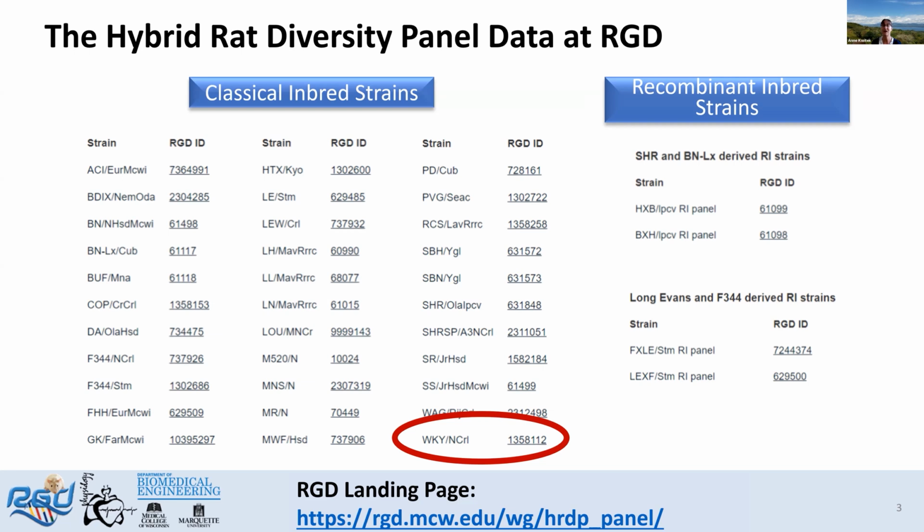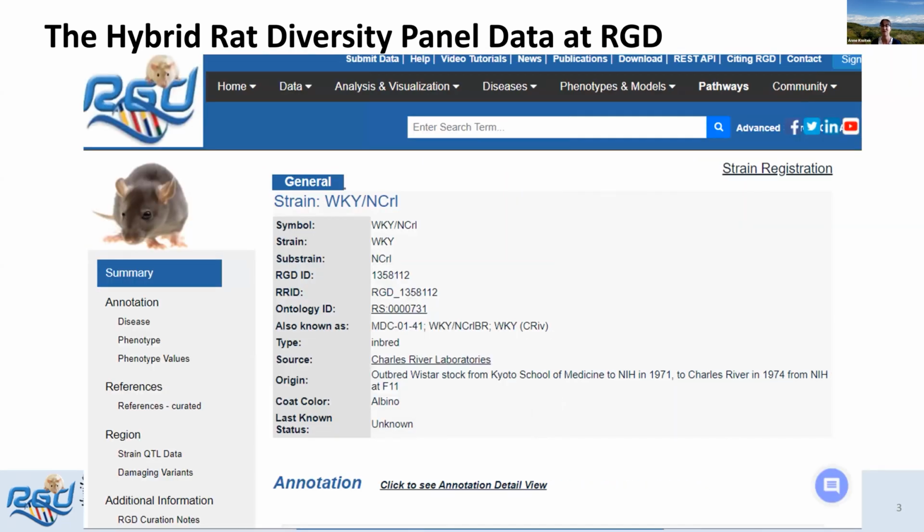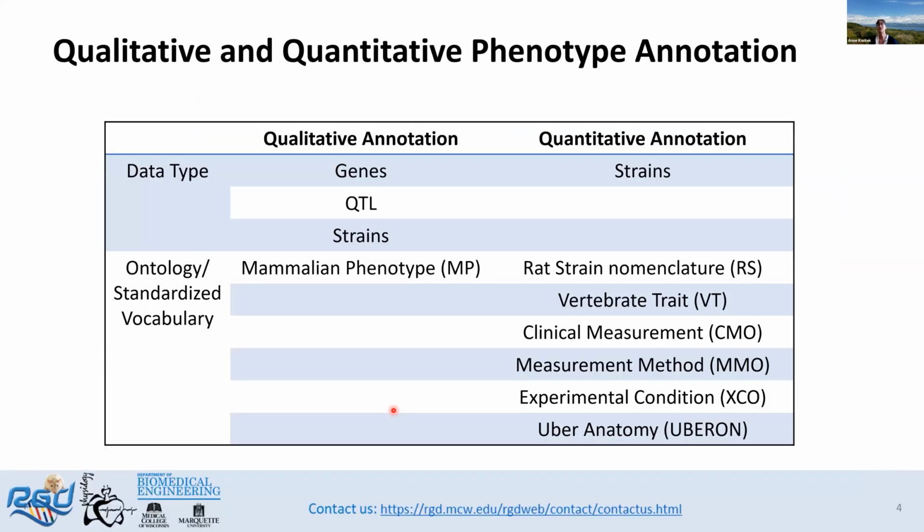So for instance, if you click on the WKY, a classic inbred strain, from the landing page, you'll be taken to the strain page at RGD for that particular substrain. And you can see the different information that's available, including its origin. And if we know any source data, that's something we're going to have to keep working on, to keep updating the source data. But RGD, for years, has been doing phenotype curation, mainly for genes, QTLs, and strains.